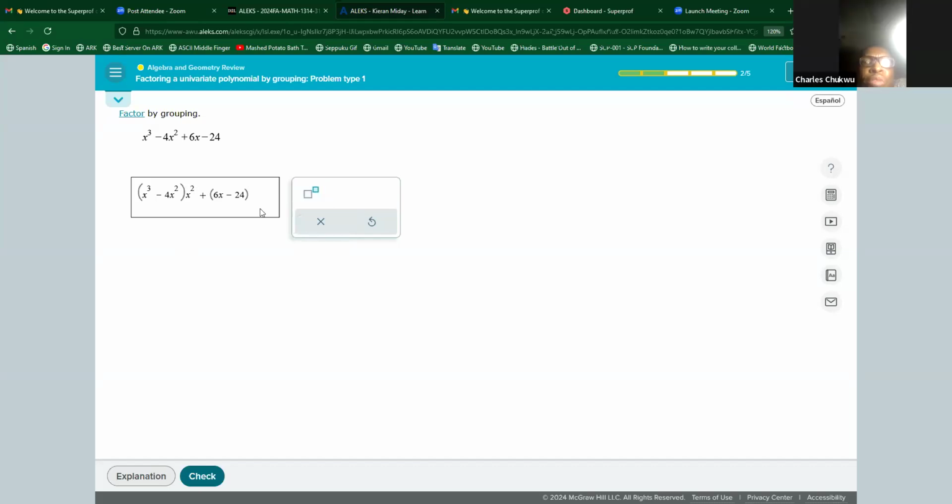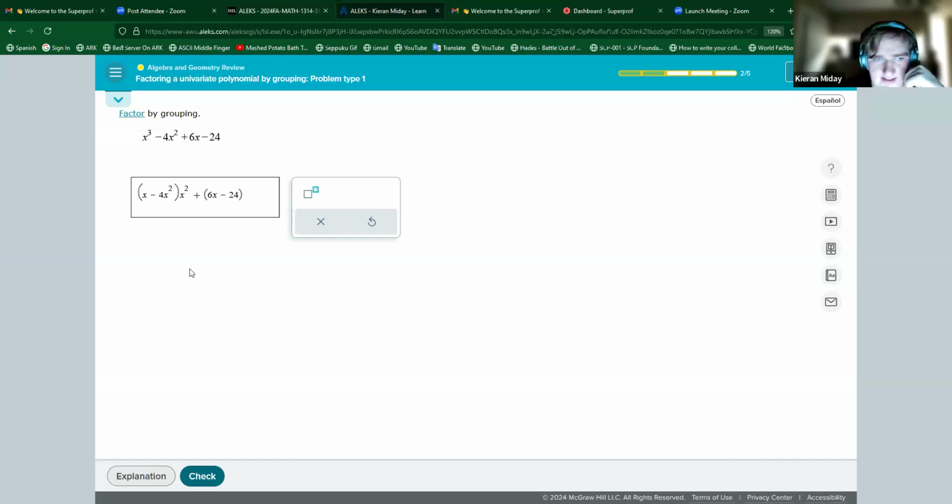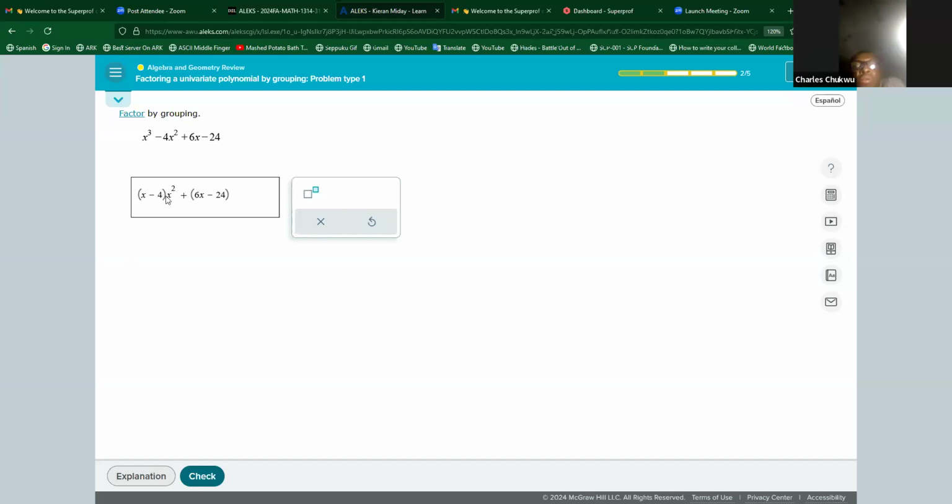We would have x instead of x cubed for the first term. Inside the first bracket, you would have x. You know why, right? Then we'll have minus, and you just have 4. Excellent. All right. So let's look at the second bracket and see what we have in common there.